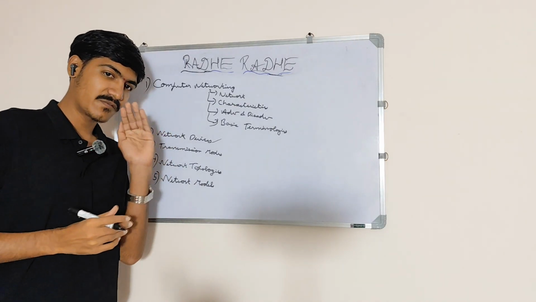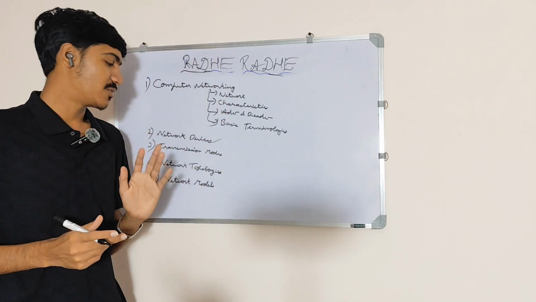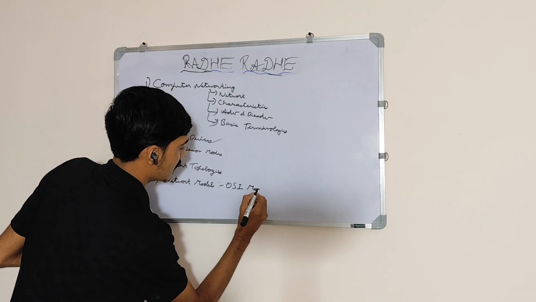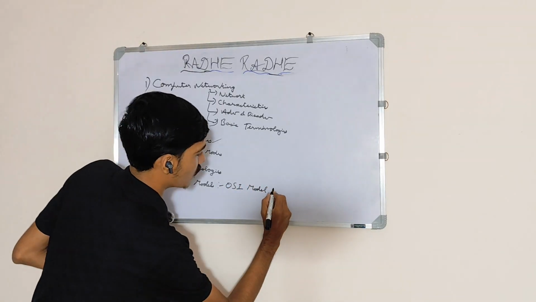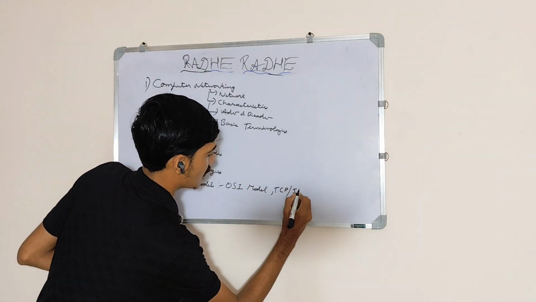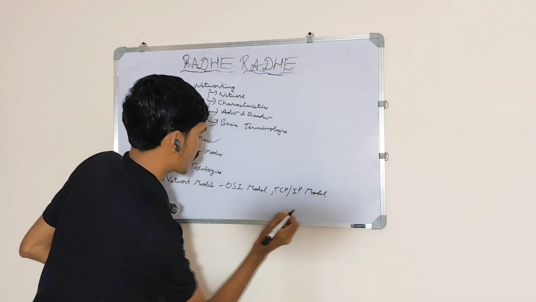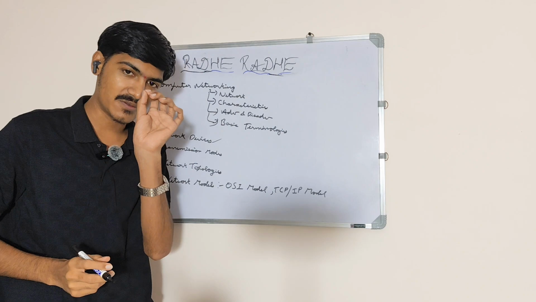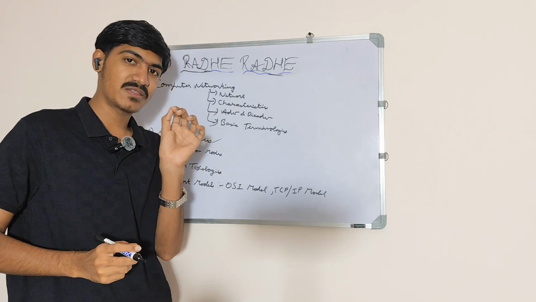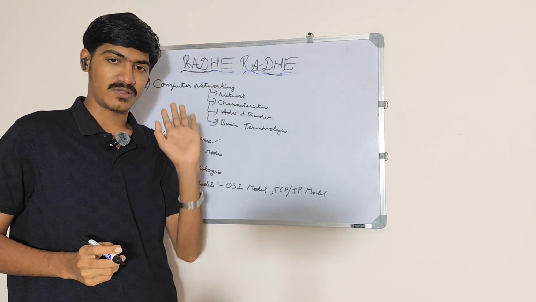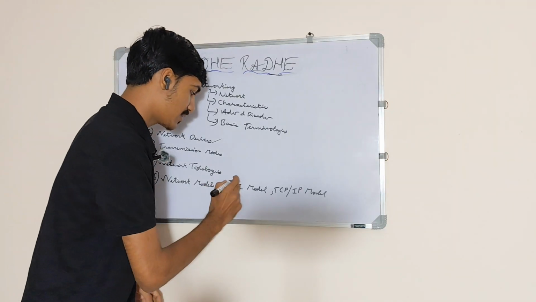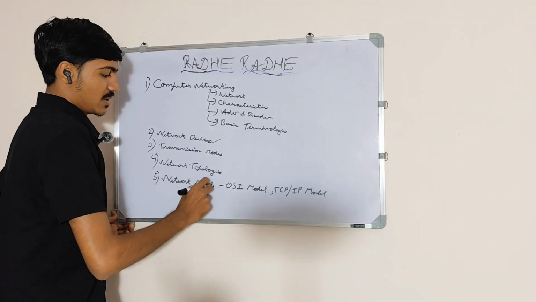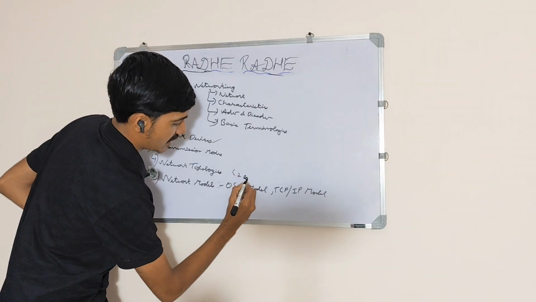Okay, starting from 1st layer to 7th layer. Particularly we have two types of networking models. One is the OSI model, one is the TCP/IP model. So we have two models which describe how data flows in the network, starting from the production of data in the PC to how it goes to the internet and comes back. Okay, this is a 7-layer model.